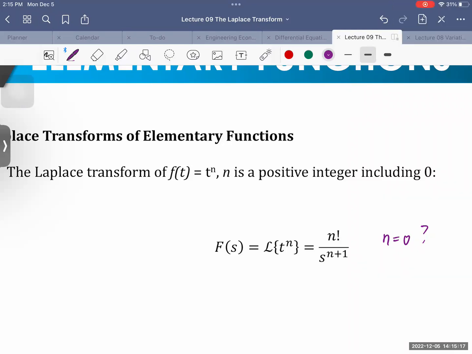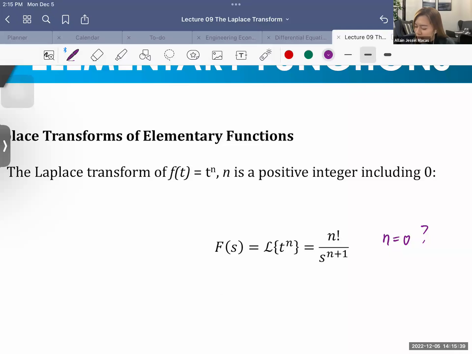Yes, ma'am, the factorial of 0 is 1. Okay, calculus again: 0 factorial is 1, right? Yes, that is 1.